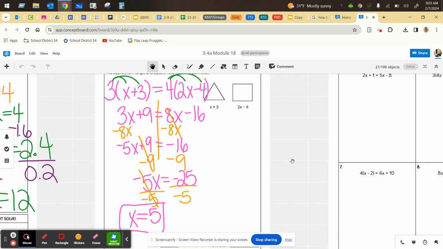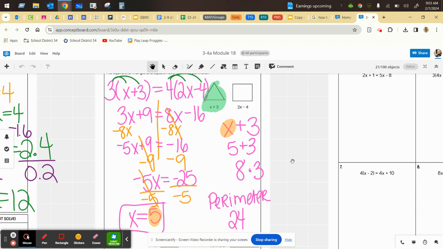Now we're going to go back and find the perimeter. So when I'm looking at what shape I want to use, I'm going to use this triangle because you notice the side length is x plus 3. There's a lot less to that expression, so why not? My x value was 5, so I'm going to substitute it. So I'm doing 5 plus 3, which is 8. A triangle has 3 sides, so multiply by that 3. So perimeter is 24. And again, if we were to do that with the square, we would have also gotten 24.